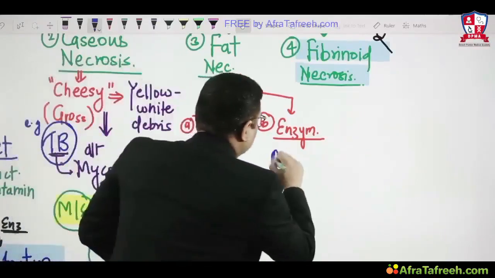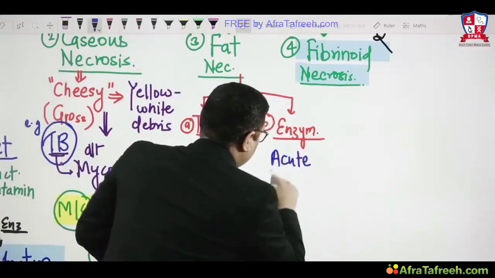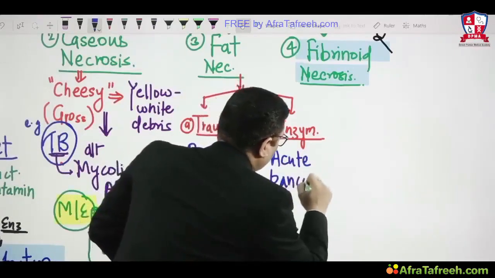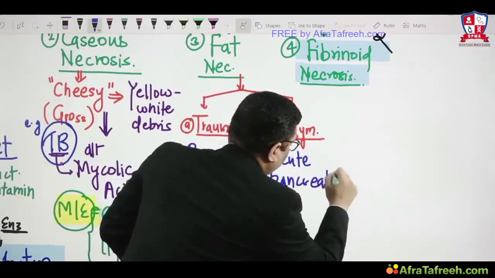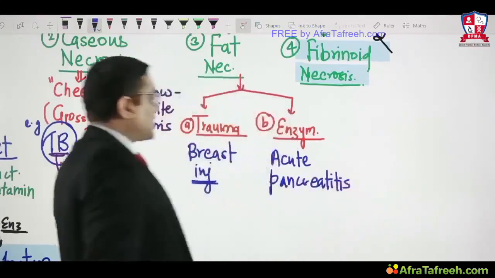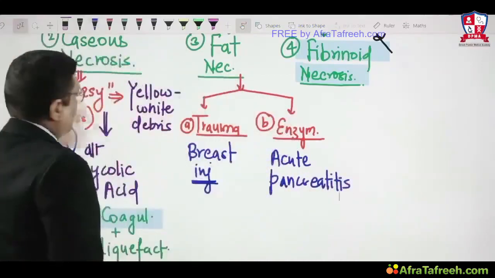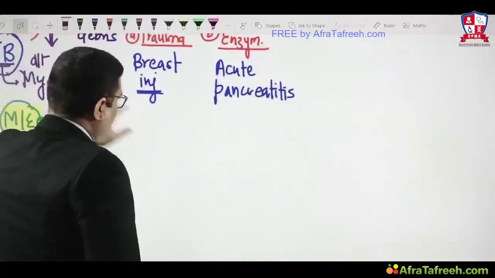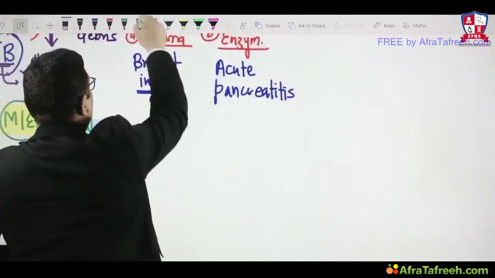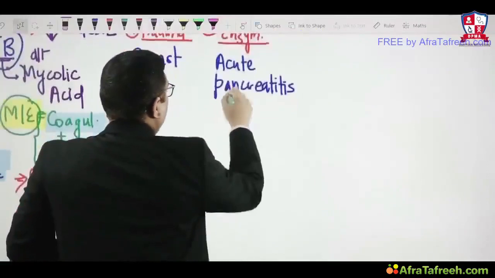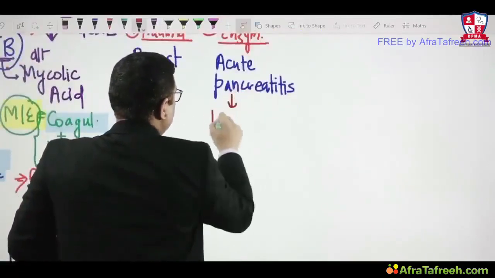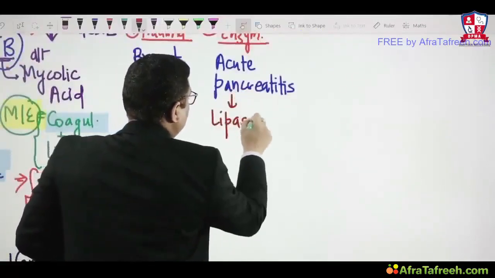You can see it in the case of acute pancreatitis. So in acute pancreatitis, what will happen? That is the point which I wanted to describe here. In acute pancreatitis, lipase will be released. So this lipase enzyme will be released.